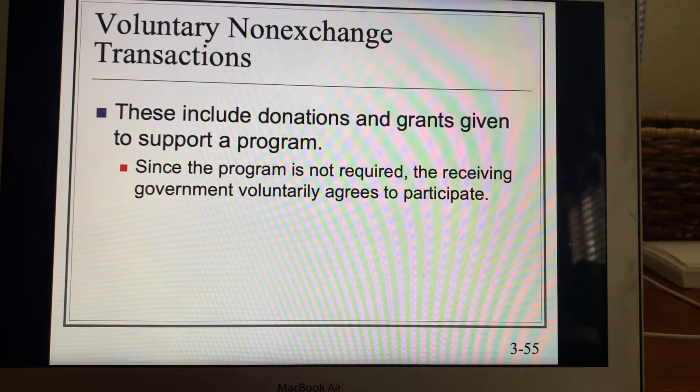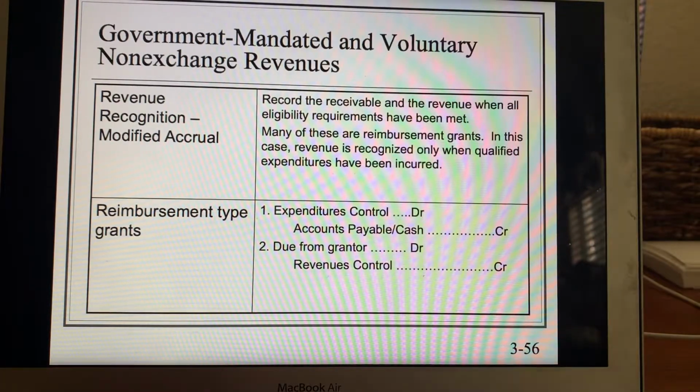Voluntary non-exchange transactions. These include donations and grants given to support a program. Since the program is not required, the receiving government voluntarily agrees to participate. And here's what these look like. This is modified accrual. Revenue recognition is modified accrual. Okay, so record the receivable and revenue when all the eligibility requirements have been met.